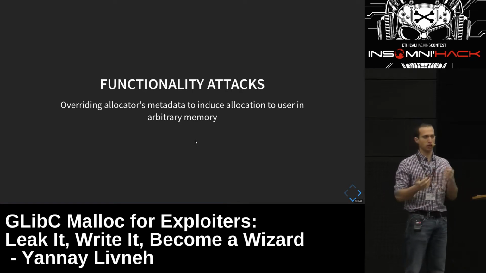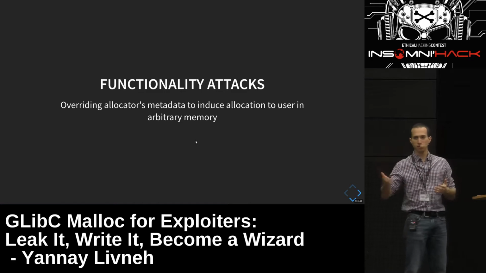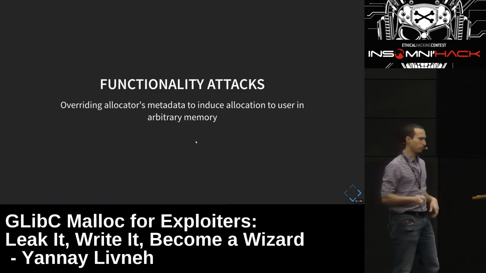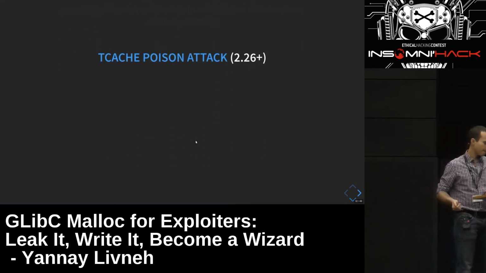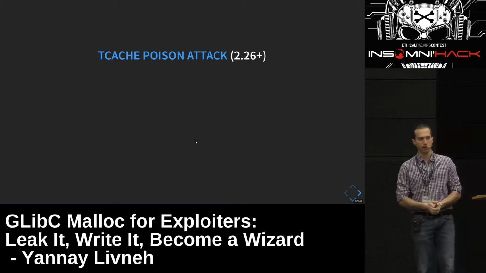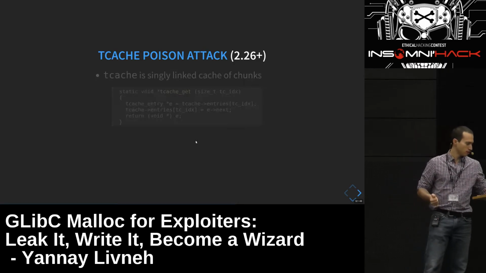So if you can trick the allocator to allocate memory in regions it was not supposed to allocate, not in the heap, in the stack, in the globals, you can just write there, and this is how you get to write your data wherever you want in the process memory. So the first attack I'm going to talk about is the Tcache poison attack. Again, Tcache was introduced in 2.26, so it's quite recent.